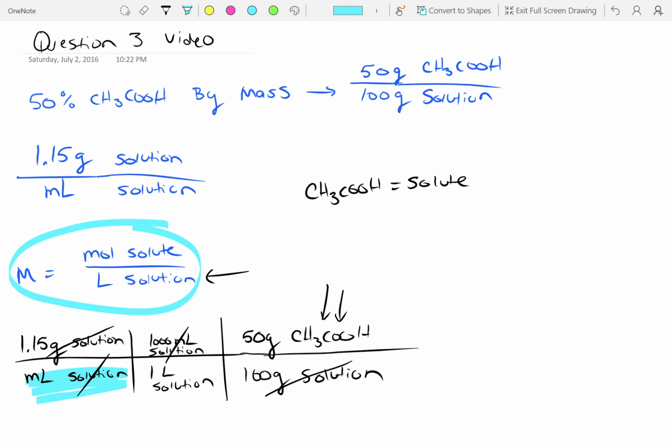The last thing we have to do is go from grams of solute to moles of solute. The only way to go from grams to moles is by using your molar mass. This part you should be an expert at. For acetic acid, if you break it down, the C is 12, the H is 1, the O's are 16. Add all those together and CH3COOH is 60.05 grams per mole.